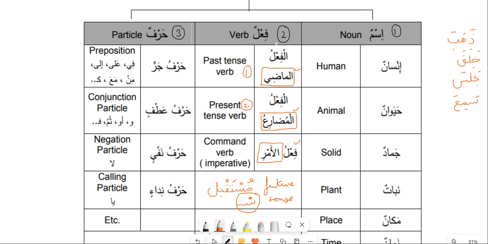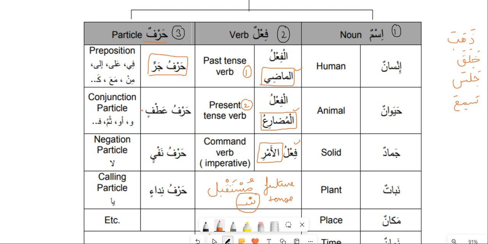In verbs, we have only these, and now we come to the third category, that is the harf. In harf, there are a lot of harf, but for now, for the beginners, it's okay to know only harf jar. Harf jar means there are 10 harf jar. We will inshallah learn this in Arabic level 1. For now: fi, ala, ila, min, ma, ka. These are all harf jar called prepositions.